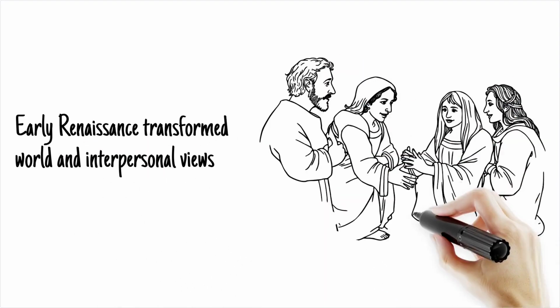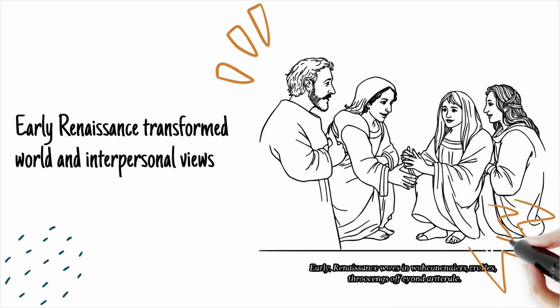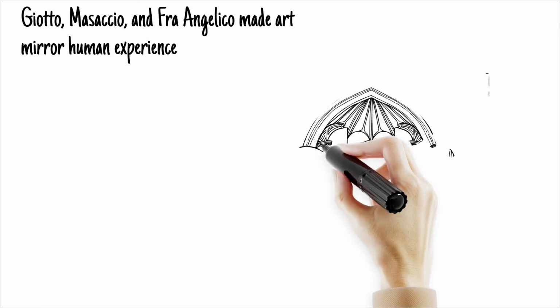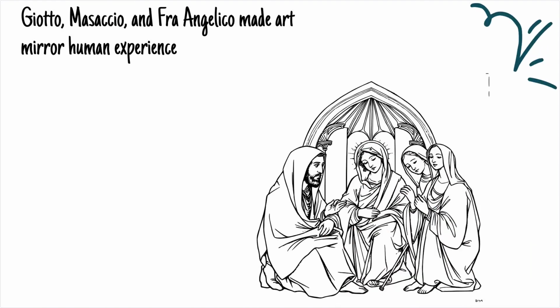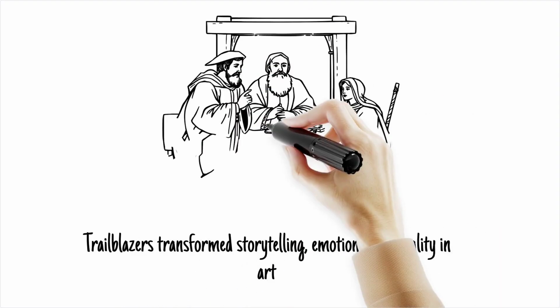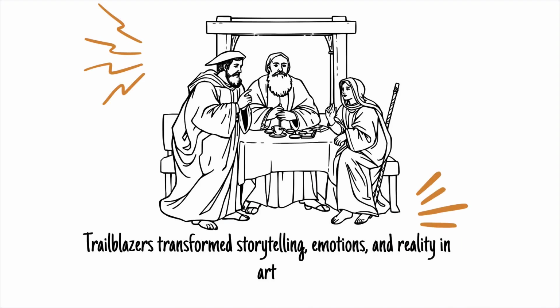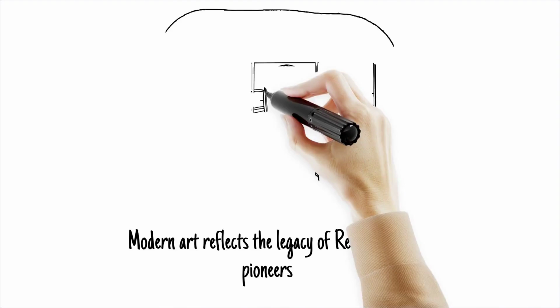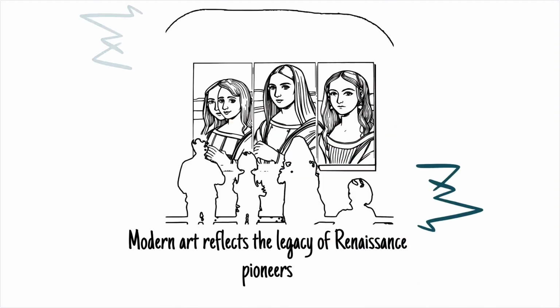The early Renaissance was more than just a shift in artistic style. It was a transformation in how people viewed the world and each other. Thanks to Giotto's realism, Masaccio's perspective, and Fra Angelico's grace, art became a mirror of human experience. These trailblazers didn't just change paintings, they changed how stories were told, how emotions were shared, and how reality was represented. Today, every time we marvel at a lifelike portrait or an immersive painting, we're witnessing the legacy of these pioneers.